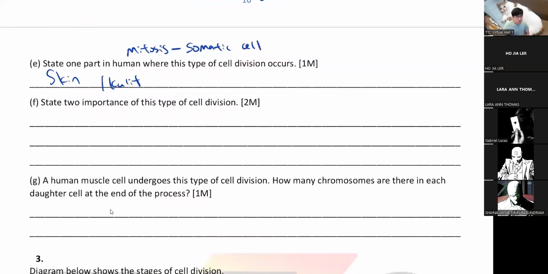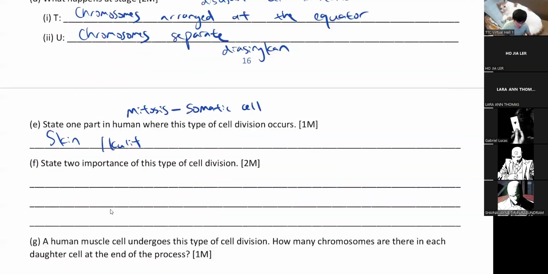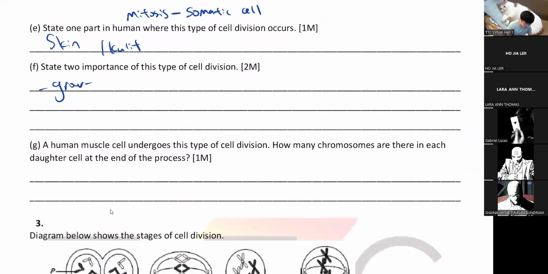So 2 importance. What's the importance of mitosis? Just remember: me, you, bacteria. You are still young. What do you do mitosis for? You do it for growth, pertumbuhan. You grow more cells than cells die, so you get more cells. Me, I'm 30. I don't grow anymore. I do mitosis to replace, menggantikan, to replace cells.